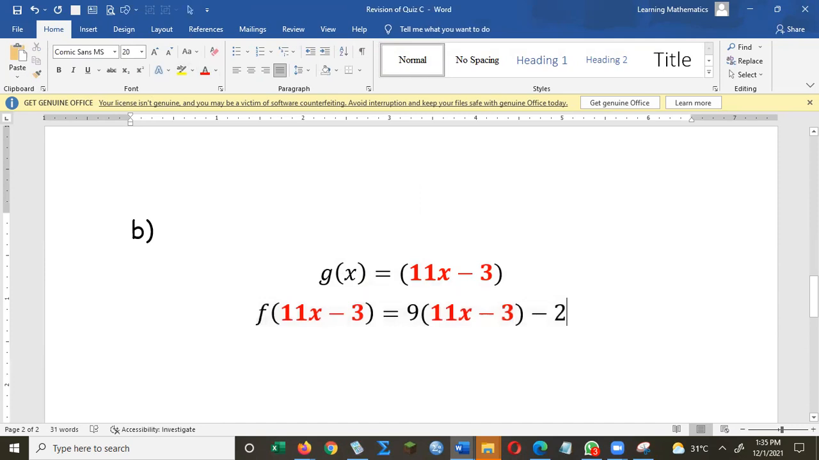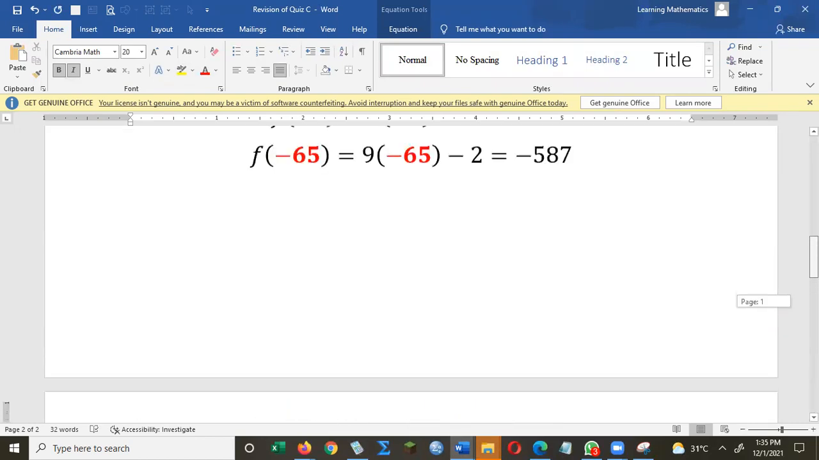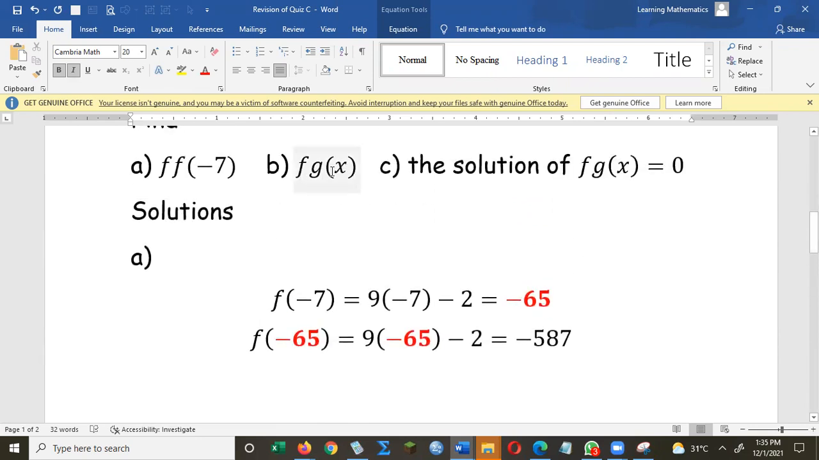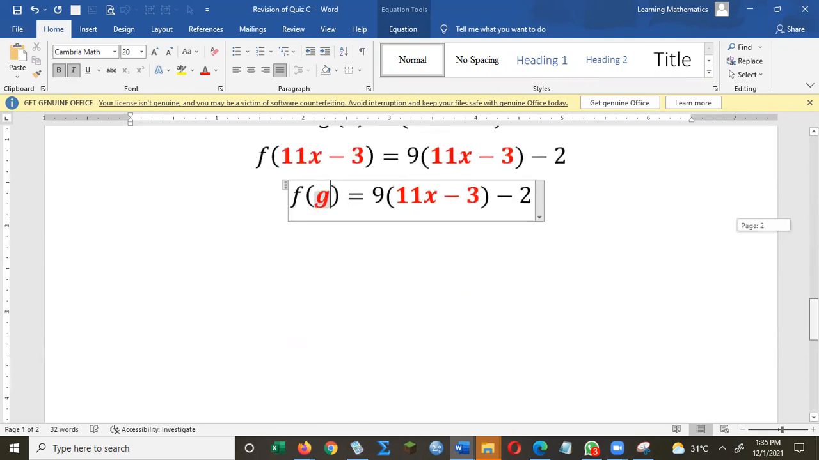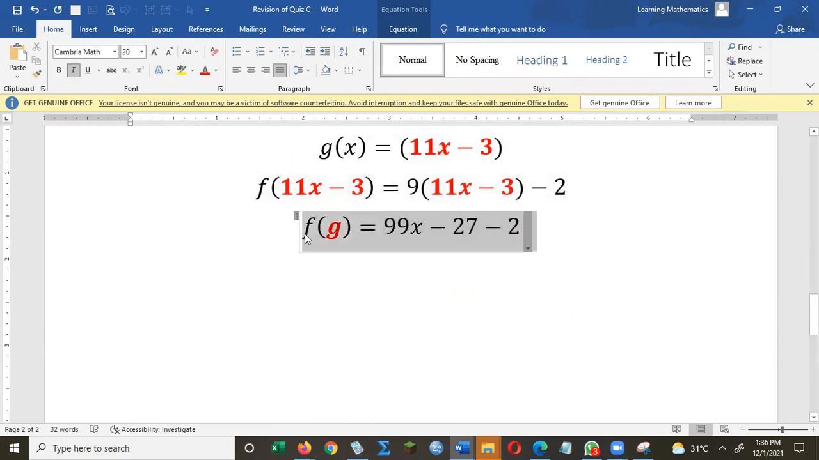This is correct, but you don't usually see the left side written that way. So you can just simplify that and put a g. And if you notice, isn't it looking like what you want to find in the process? FG. You have to clear brackets. 9 times 11 is 99. 9 times negative 3 is negative 27. And then you have a subtract 2. So in your final answer, you simplify.